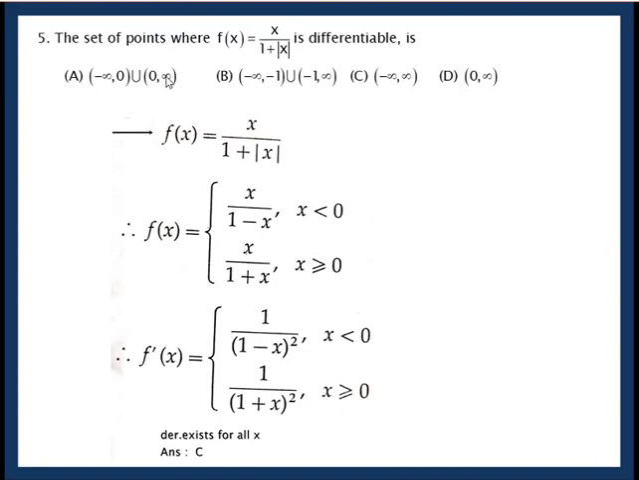The set of points where f of x equal to x upon 1 plus mod x is differentiable is, clearly denominator is 1 plus mod x, so denominator can never be 0, right? Now I can say that f of x is what? x upon 1 minus x for x less than 0, because mod x is minus x for x less than 0 and mod x is x for x greater than or equal to 0. So this is the given function.